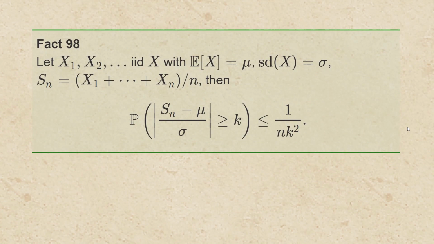Let X_1, X_2, etc. be IID X with the mean of X equaling mu and the standard deviation of X equaling sigma. S_n being the sum of the first n values of the X_i, all divided by n, then the probability that the absolute value of S_n minus mu, divided by sigma, is greater than or equal to k is at most 1 over n times k squared.